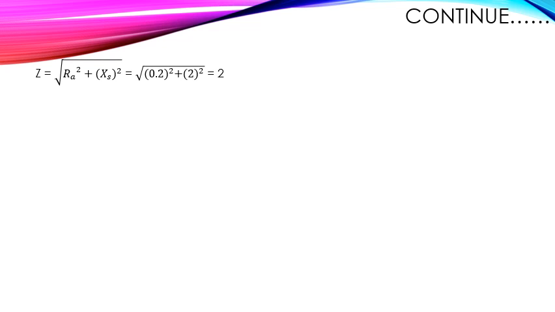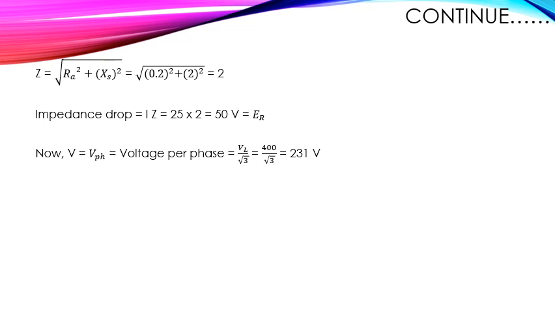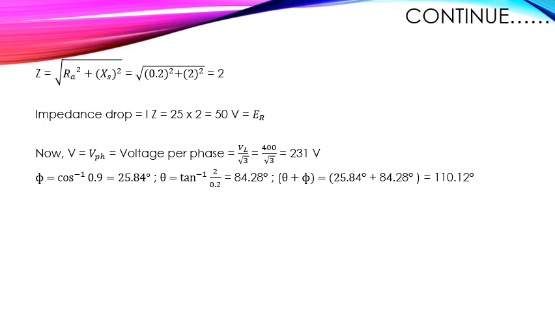So using that we can first find the synchronous impedance, that is root of 0.2 square plus 2 square, which is approximately 2. Then impedance drop IZ: take the calculated Z, that is 2, and the given 25 ampere current. So the impedance drop is 50 volt, and that is nothing but the ER. Then phase voltage, that is voltage per phase, is 231 volts.